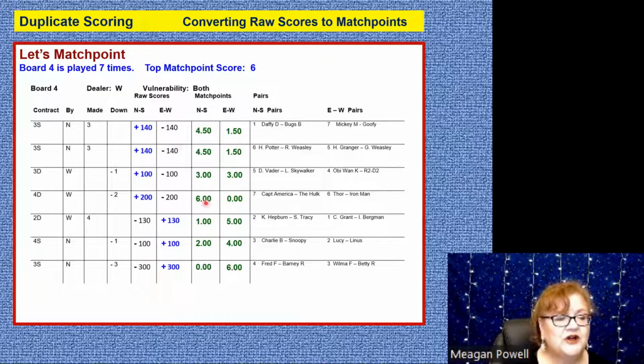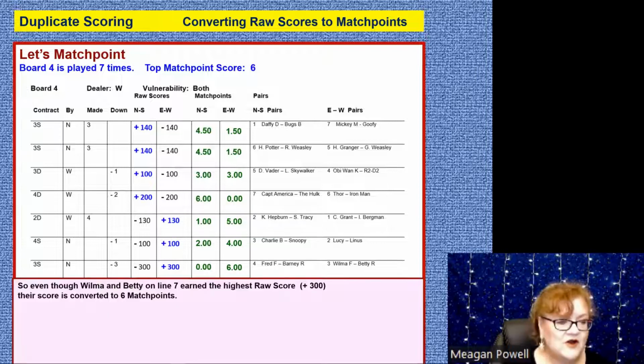So notice, as you look at them side by side, they do equal 6. And whoever got the lowest north-south score means that their east-west counterpart got the highest. Same thing here. This north-south got the highest match point score. Their counterpart east-west was going to get the lowest one. Now, when you look at this and you see that Wilma and Betty down here got the highest match point score for east-west, right? They had the highest raw score in the east-west column. When it was converted, they got the highest match point score, a 6.